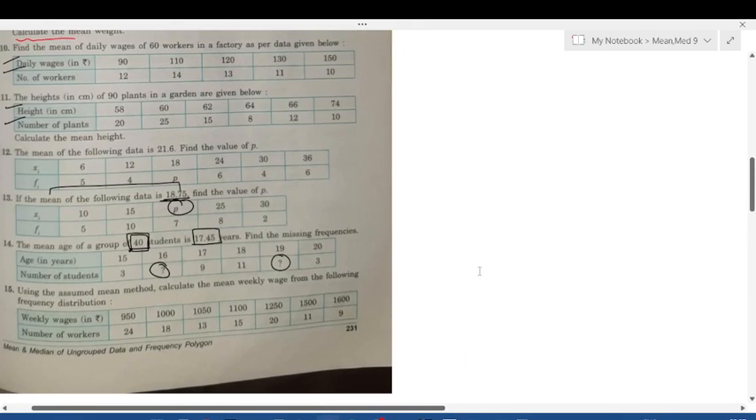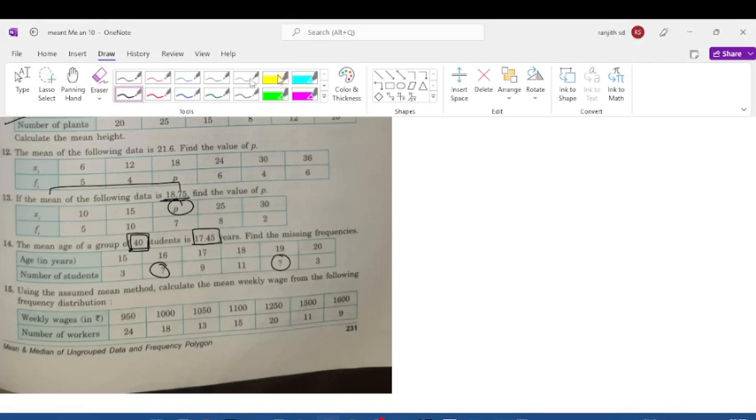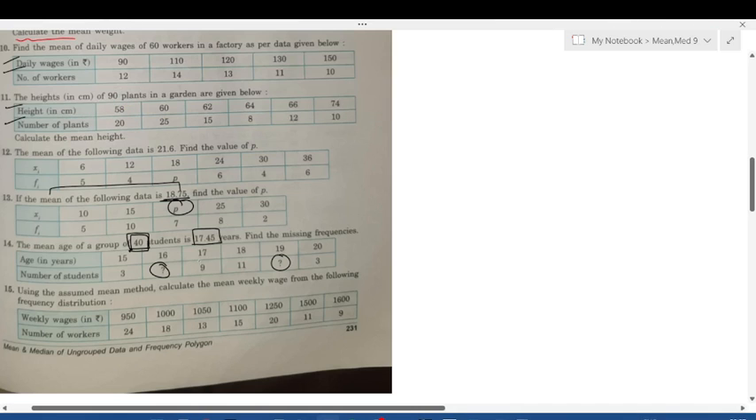Okay, concentrate here. Even this is important. Last year they had given it for 5 marks. One question for 5. For the 15th question, using the assumed mean method. Look at the word assumed mean method. Calculate the weekly wages. Fine. So let me first give you the formula, students. You have to calculate the weekly wages.